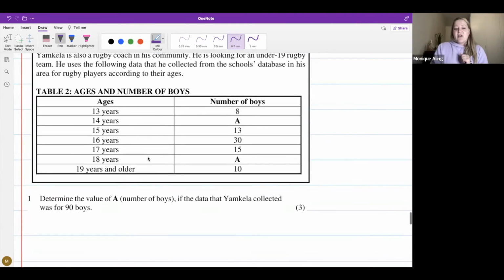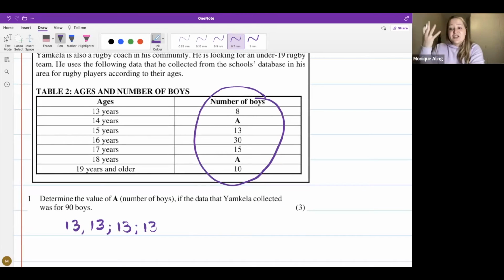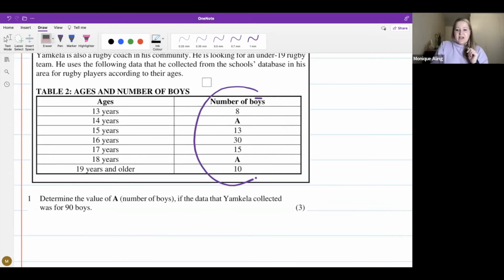So instead of them writing out 13 8 times, they have organized it nicely for us in this table. But you can now picture the data set. There are 8 13-year-olds. Okay, there are 13 15-year-olds. So it's just being presented a bit differently now. Okay, so they're the different number of boys and their ages.